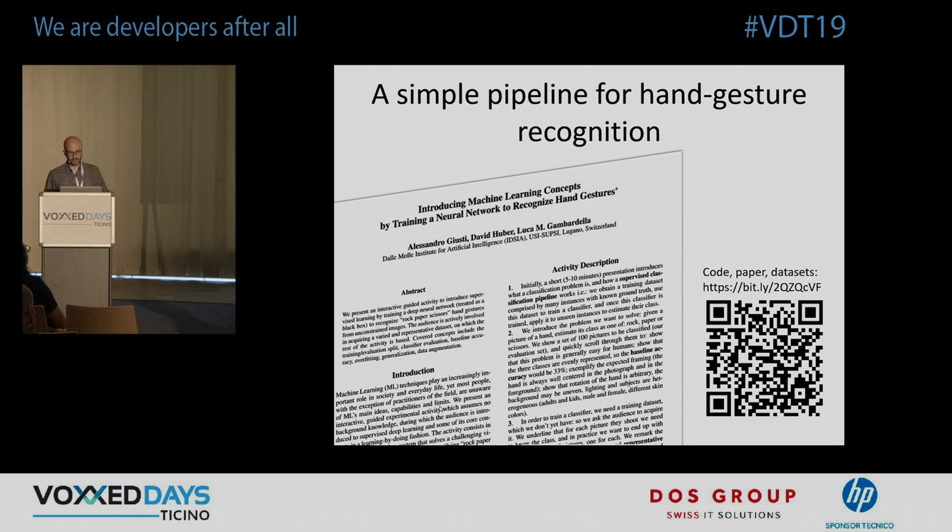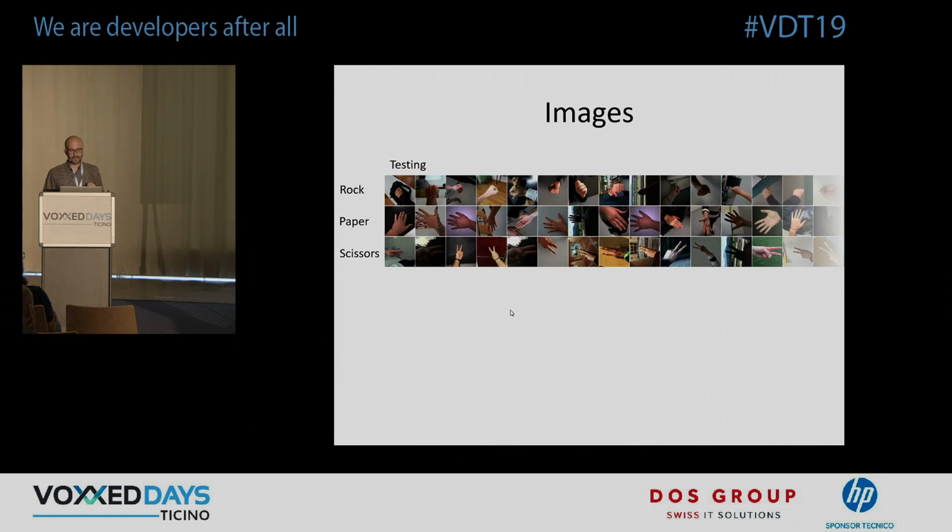There is code and a paper describing the process, and data sets at this link, which is a GitHub repository. If you just Google my name, you'll find it. But just to summarize, this is an exercise where we train a neural network to recognize hand gestures. We did it a couple of years ago with rock, paper, scissors. And it's really nice because you can take people or students and acquire data sets with them.